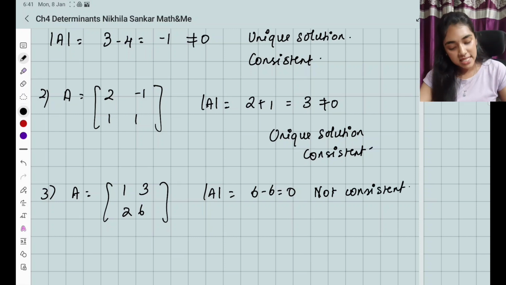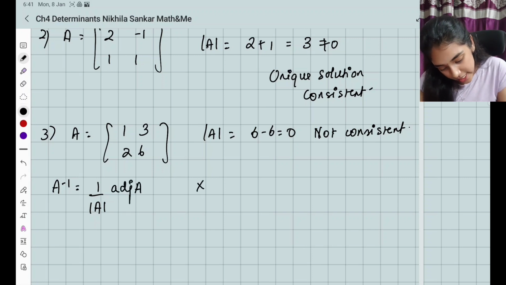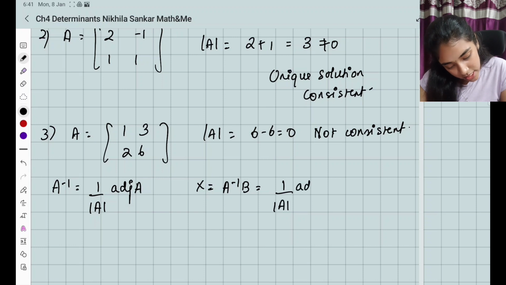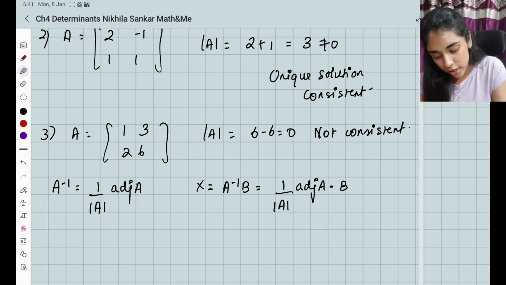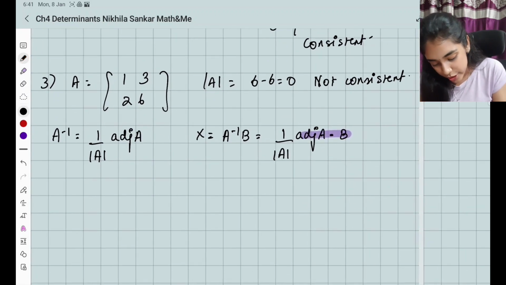So in the particular case la nama enna paakano, you have to look for, now, A inverse is going to be 1 by determinant of A times adjoint A, and x equals A inverse times B, which is going to be 1 by determinant A times adjoint A times B. So in these cases you have to look for adjoint A times B. So aduk first adjoint A kandupidikalama. So adukku you need to find the minors first.